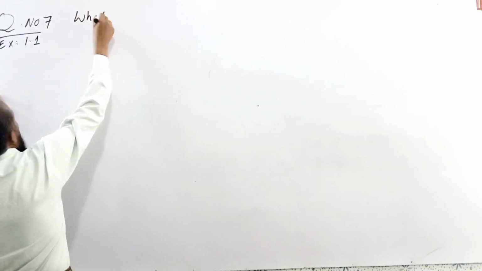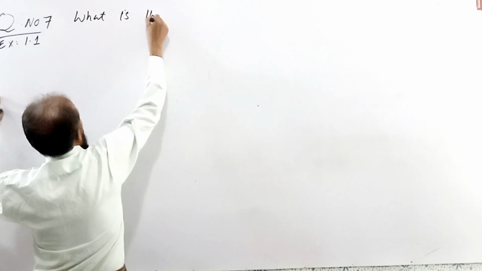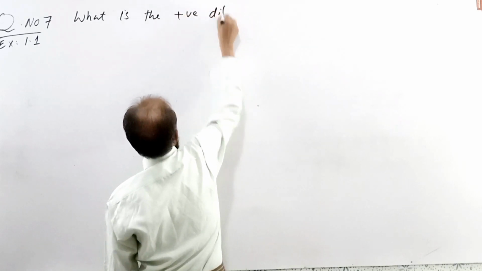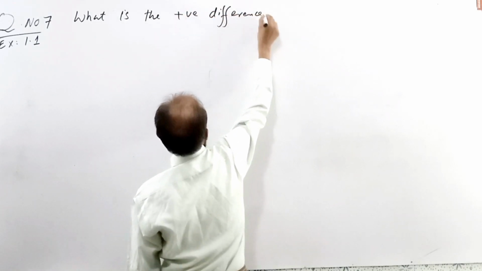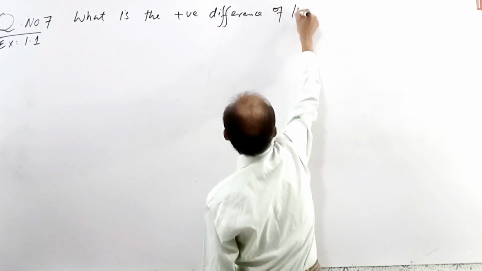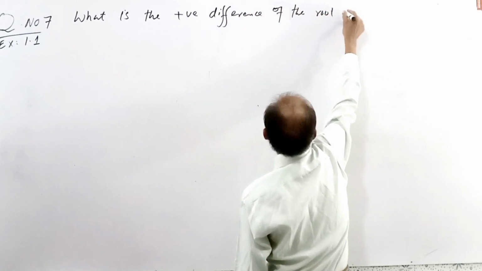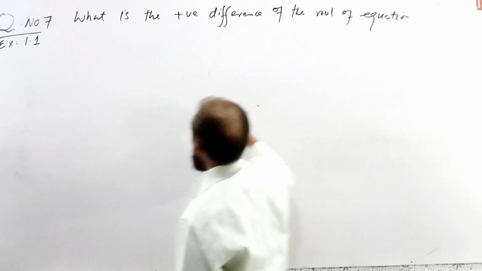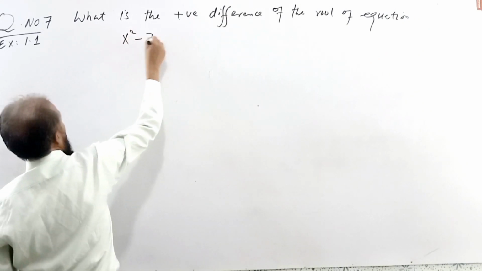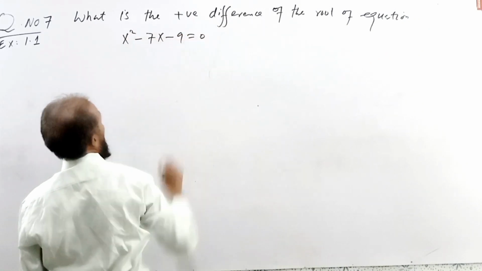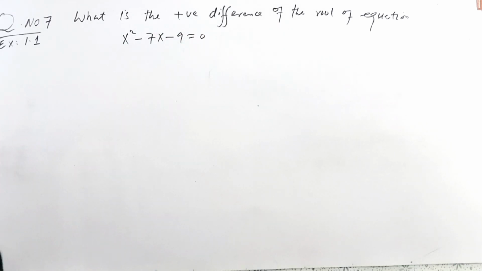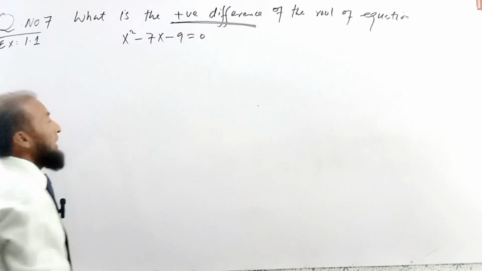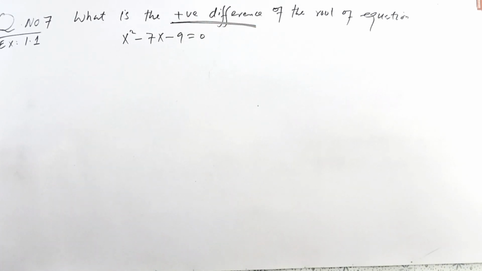What is the positive difference of the roots of the equation x square minus 7x minus 9 is equal to 0? In this question we are asked for the positive difference, which means we need the roots of the equation.